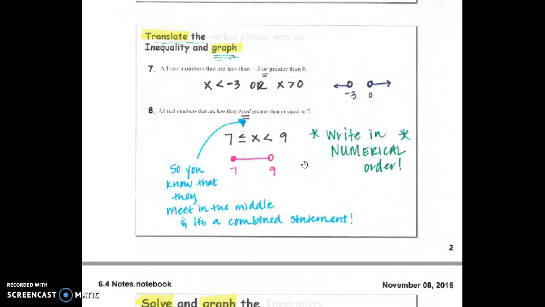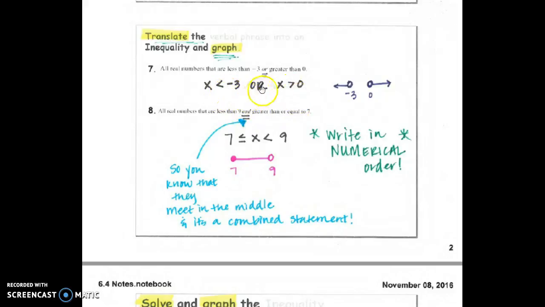Next set of instructions tell us to translate the verbal phrase into inequality and graph. So from the words, you're going to write the inequality and then you're going to graph it. All real numbers that are less than -3 or greater than 0. So you know right now it's going to be an or statement. Make sure you put your numbers in numerical order.